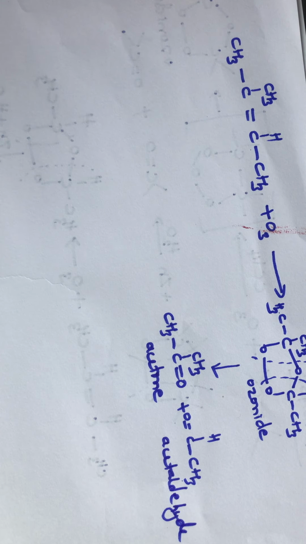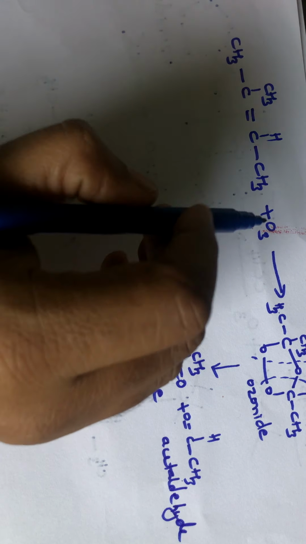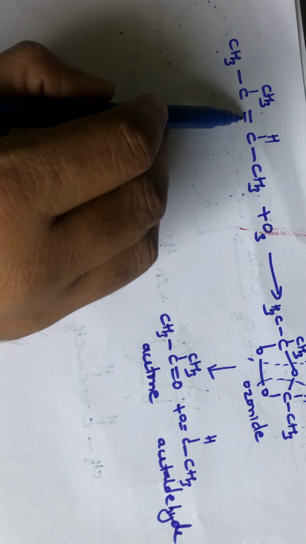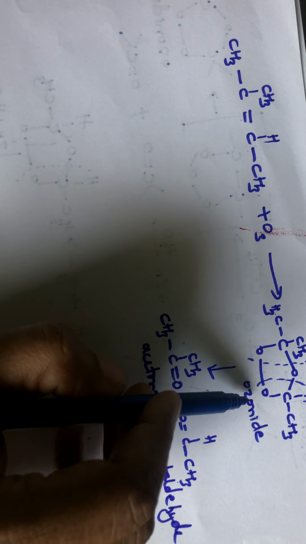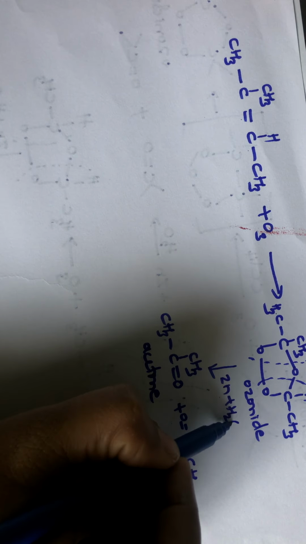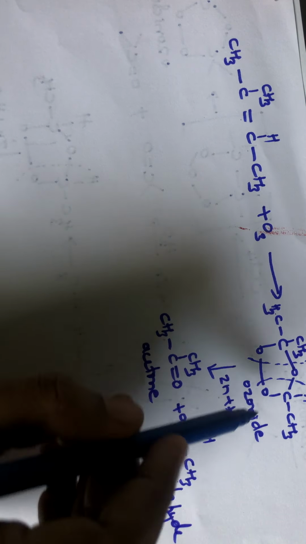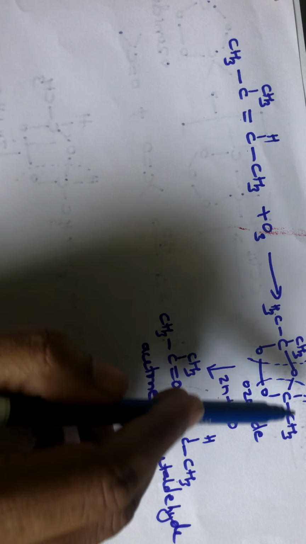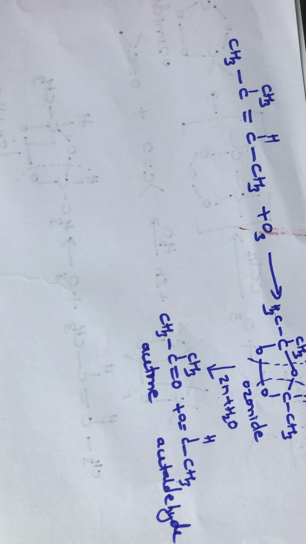So this reaction is called the ozonolysis reaction. In ozonolysis, ozone adds across the carbon-carbon double bond and then rearranges to give an ozonide, which when treated with zinc and water, the bond breaks like this. This is what you can remember: CH3 C double bond O CH3, and CH3 C double bond O H.